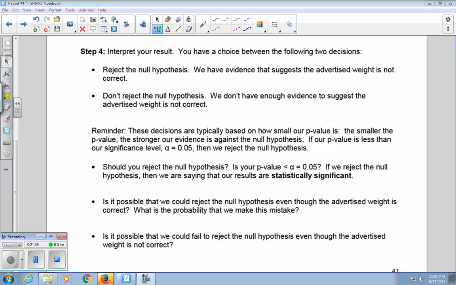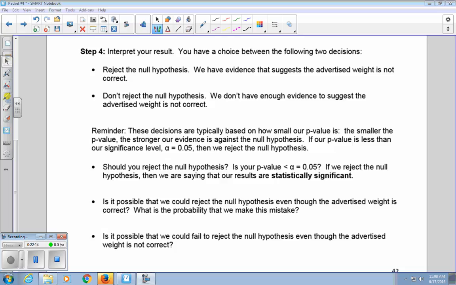So we always have a choice between these two decisions when we're interpreting the results of a hypothesis test. We can reject the null hypothesis. We have evidence that suggests that the advertised weight is not correct. Or we don't reject the null hypothesis. We don't have enough evidence to suggest the advertised weight is not correct. So those are the two choices with every hypothesis test. You either reject the null hypothesis or you do not reject the null hypothesis.